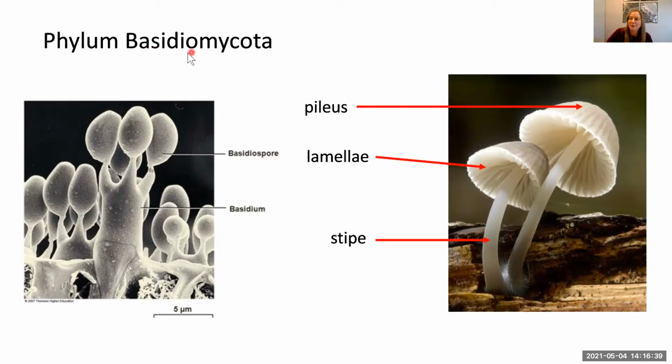Basidiomycota are called Basidiomycota because they reproduce with basidia that make spores. So we call them basidiospores. The basidia is this structure here. You can see them behind me.